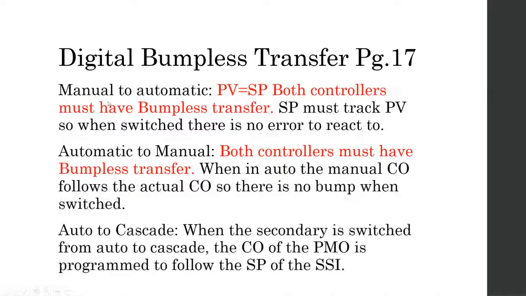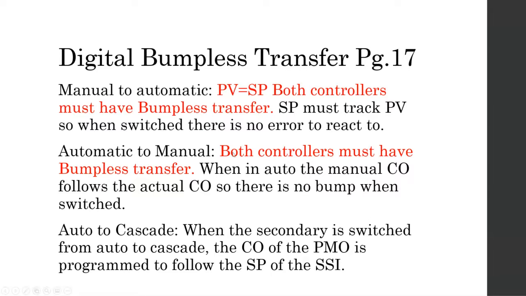So when switching from manual to automatic, here's what basically happens. The process variable needs to equal the set point of the unselected controller, right? So whatever the current process condition is, has to be sent to the other controller. So both controllers must have bumpless transfer, and the set point must track the process variable so that when we switch it, there is no error to react to. And that's essentially all we're doing with bumpless transfer, is making sure that the set point for the unselected controller is following the position of the selected controller so that when we switch, there's no bump.